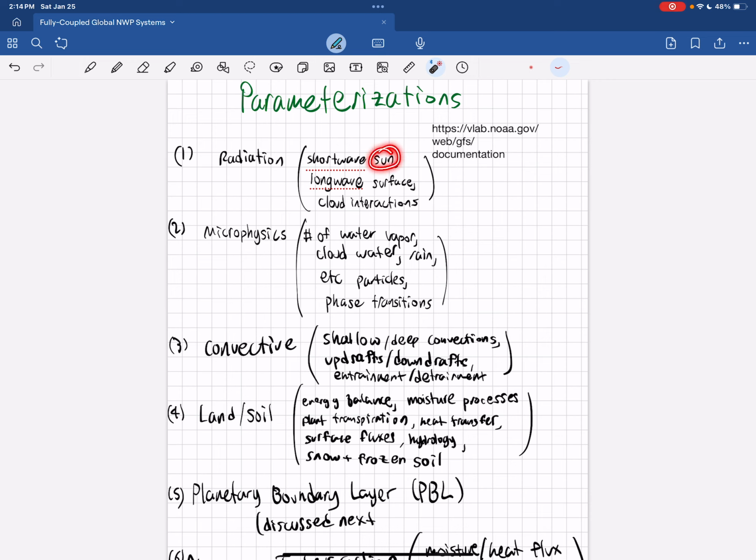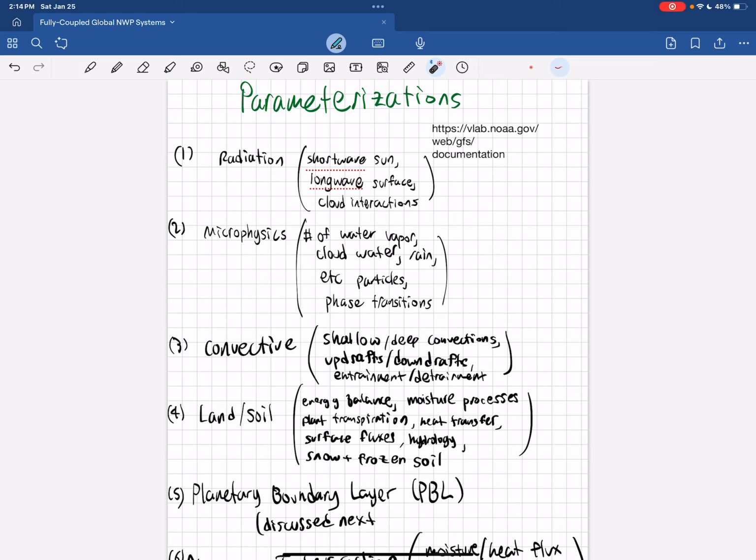I just summarized this as shortwave is the radiation that comes down from the sun, longwave is the one that comes out of the surface. But you can also have downward shortwave, upward shortwave and downward longwave based on reflection and cloud interactions, etc. Microphysics would basically be the number of particles of water vapor, cloud water, rain, etc., and also representing the phase transitions between, for example, water vapor, cloud water, rain.